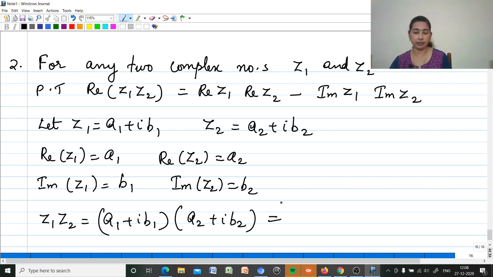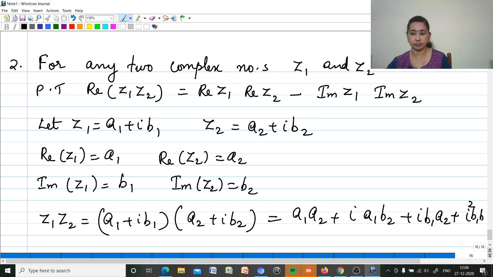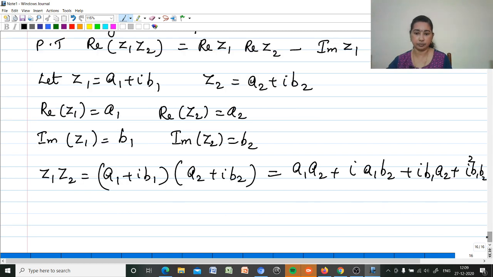Multiplying, a1 a2 plus i into a1 b2 plus i into b1 a2 plus i square into b1 b2, and that is equal to, all the real part we will write on one side, a1 a2 minus b1 b2, because i square is minus 1, plus i into a1 b2 plus b2 a1.